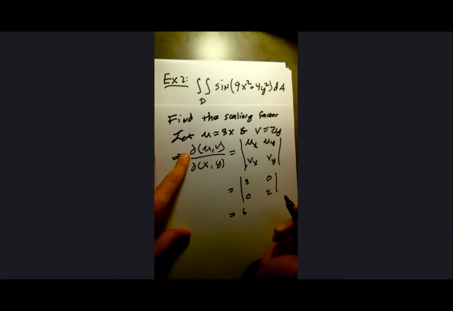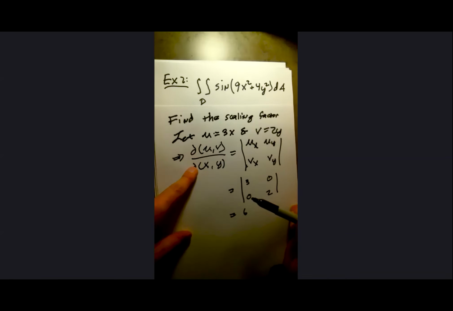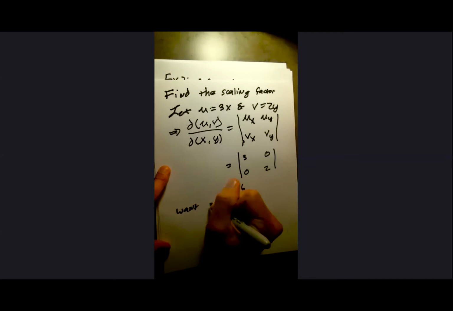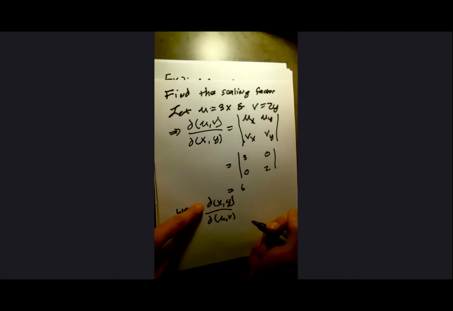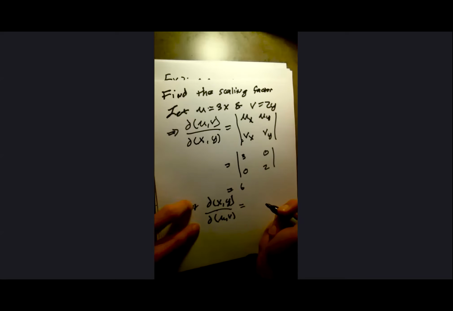So this is the scaling factor if we started at uv and went to xy, but we're going the other direction. What we want is the Jacobian of xy with respect to uv. We want to start at xy and end in the uv world. And so what's this Jacobian going to be equal to? 1/6.